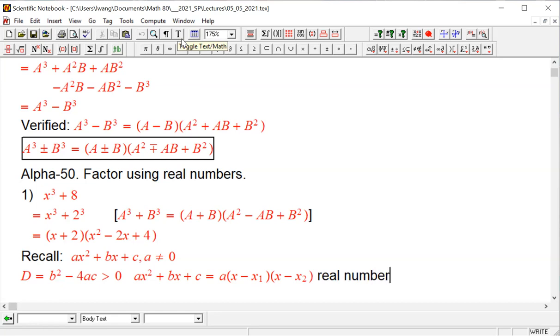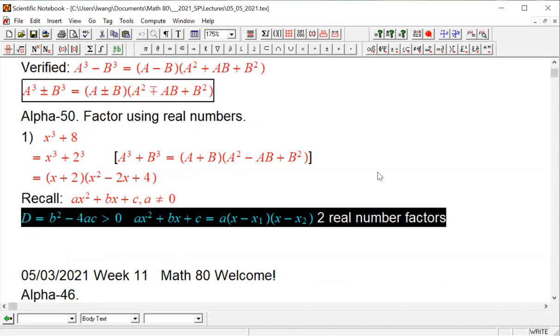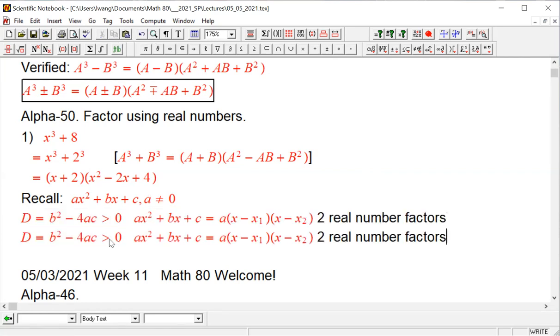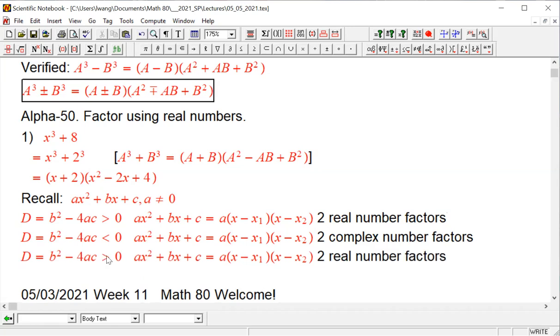Real number factors. 2 real number factors. Okay, and what if this is not positive? Then if it's not positive, there's a case that it could be negative, right? It will be 2 complex number factors. And the last case, what if it's a 0?